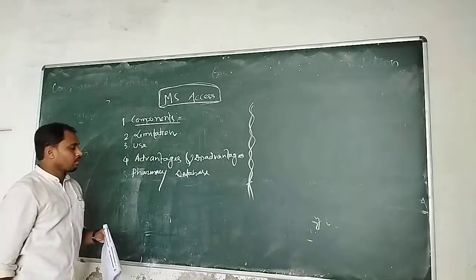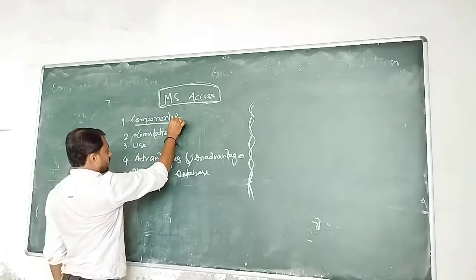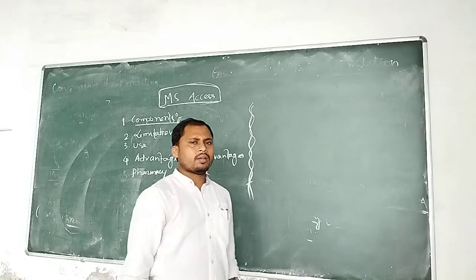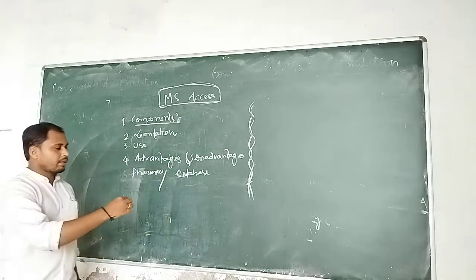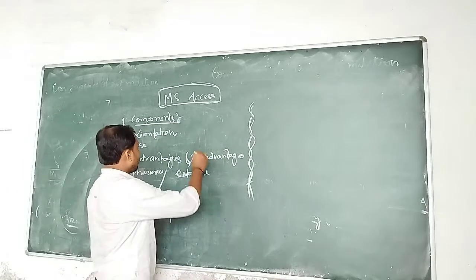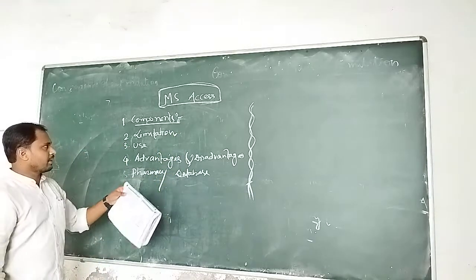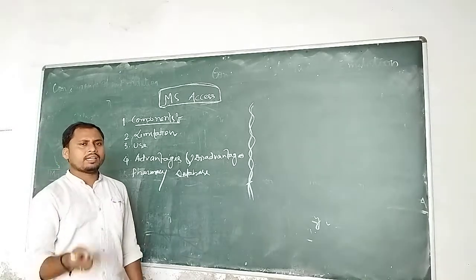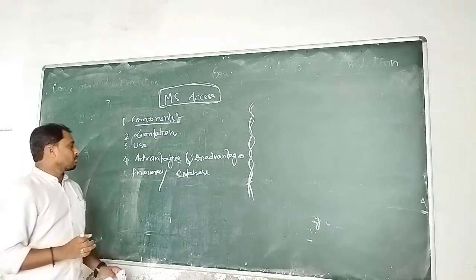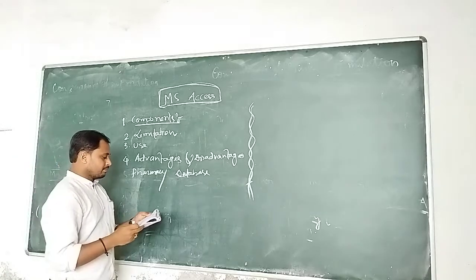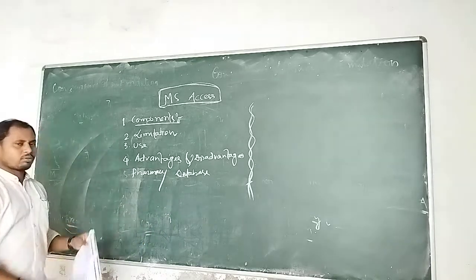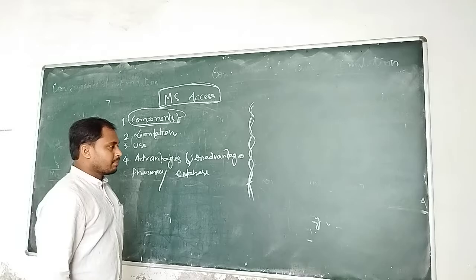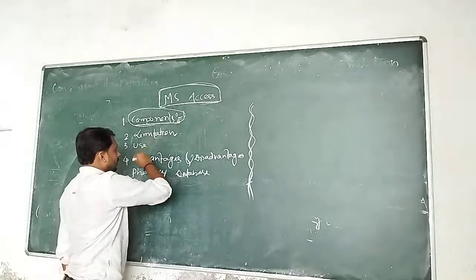Coming to the composition of MS Access, what are the essential components of Microsoft Access? The first one is the table. You have already worked on the table in MS Office Word. Here also the table is present, and by putting the table, you can put the data in a tabular format. So the first component is the table. It is the backbone of the data stored in this database. By using this table we can store the data.